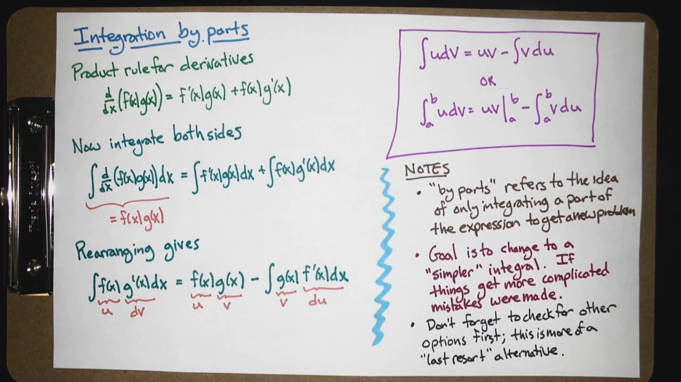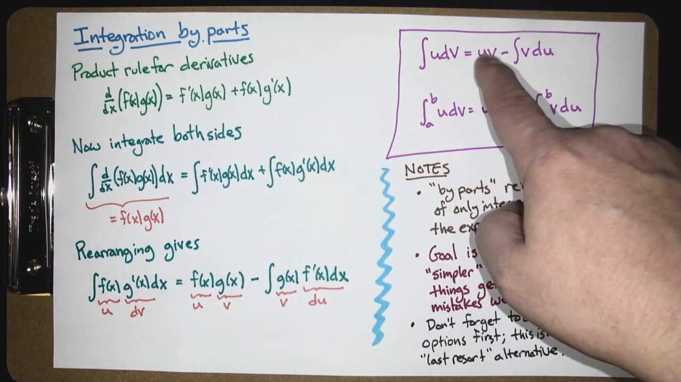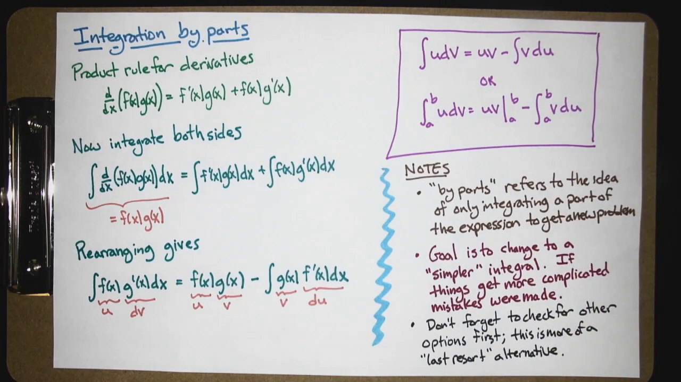Now, the way it's usually written is in this form: u dv is uv minus the integral of v du. And what that means is we think of u as one of our two functions. So u corresponds to the f of x. Du would be f prime of x dx. V is the other function, g of x. So we see g of x, and dv is g prime of x dx.